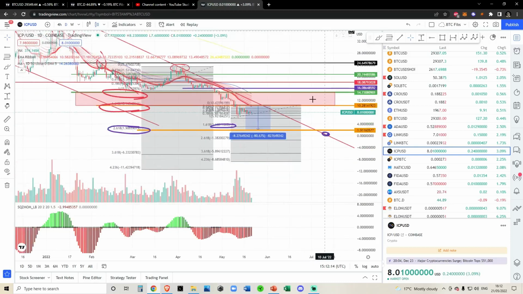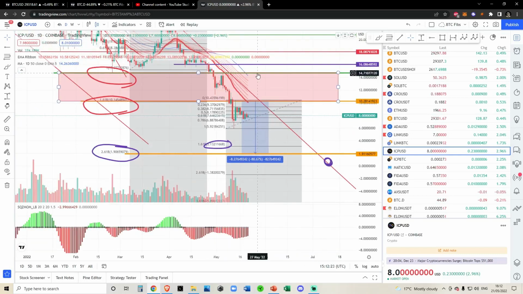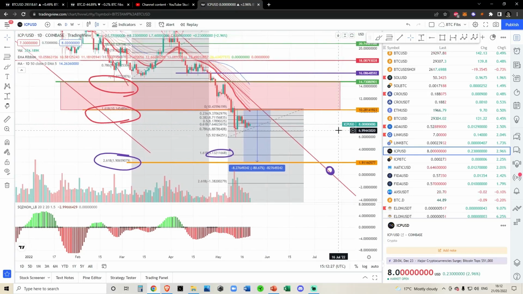So at some point we are going to be breaking out. Do not get out of bed when we do break out. I mean, you can get out of bed if you want, do whatever you want. But like I said, until we start pushing above $14.75, absolutely nothing has changed whatsoever.